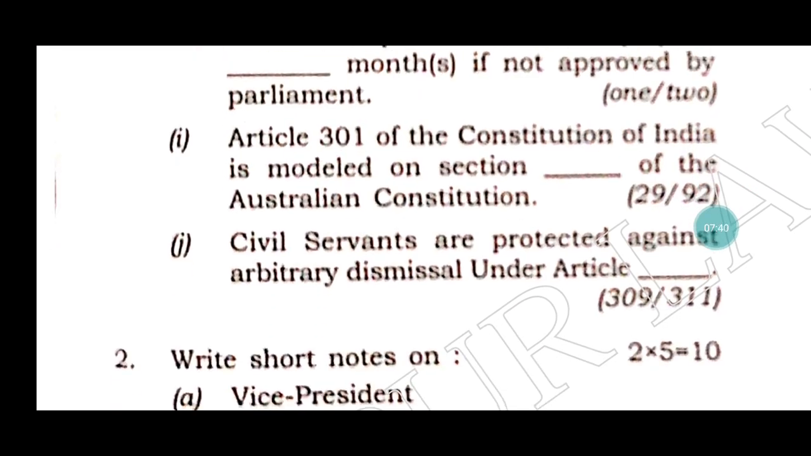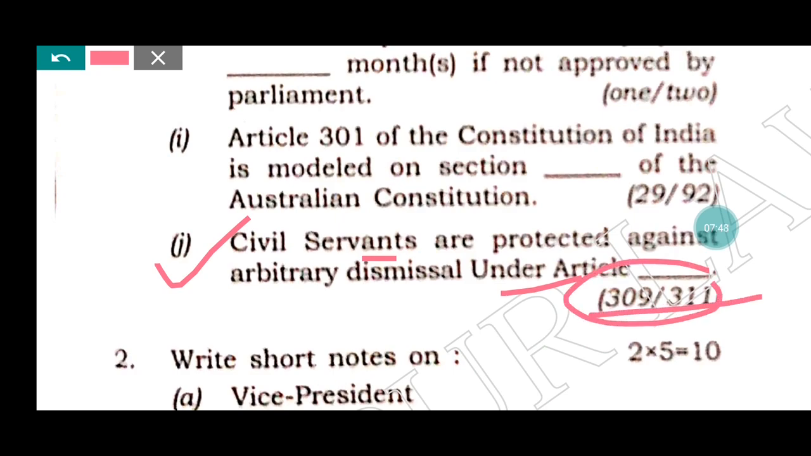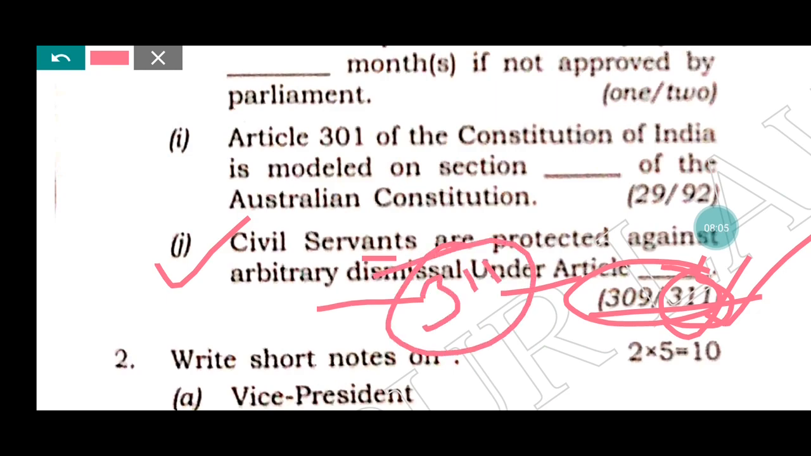Now let's look at the last question, a short question. Civil servants are protected against arbitrary dismissal under Article dash. Which article protects civil servants against arbitrary dismissal? The correct answer is option number 2, 311. So Article 311 deals with arbitrary dismissal of civil servants under the Indian Constitution.